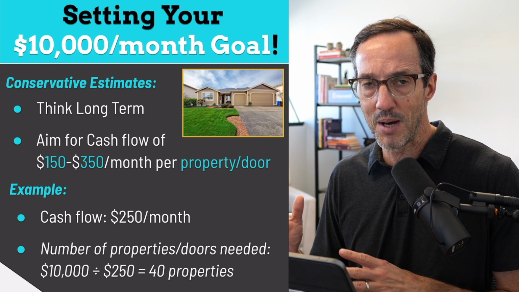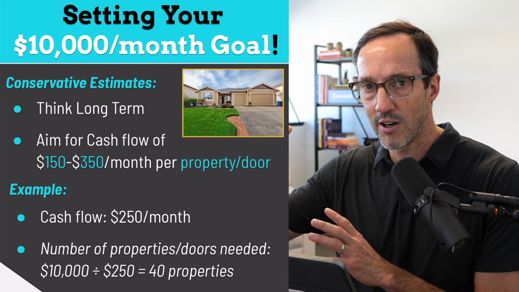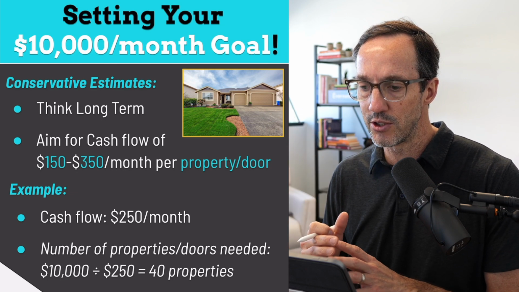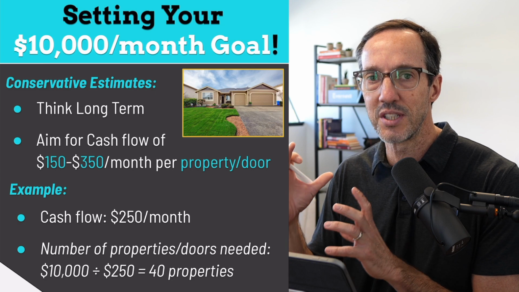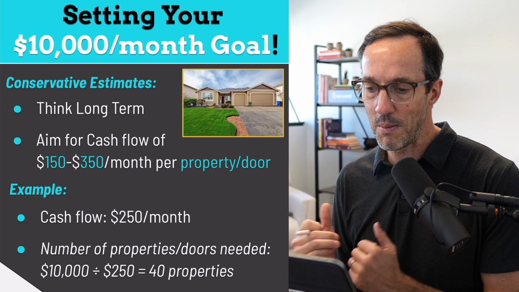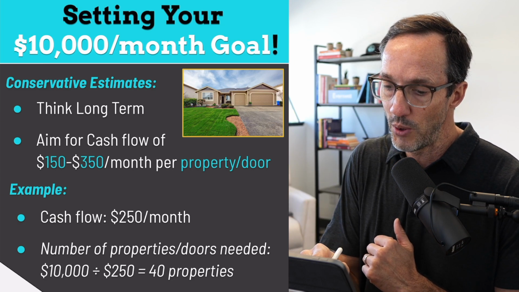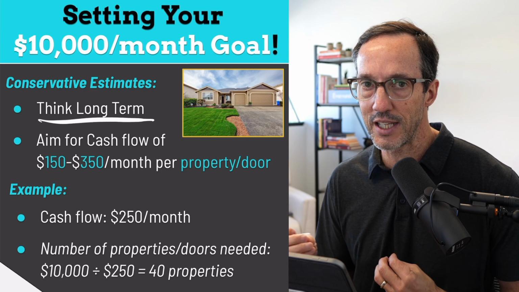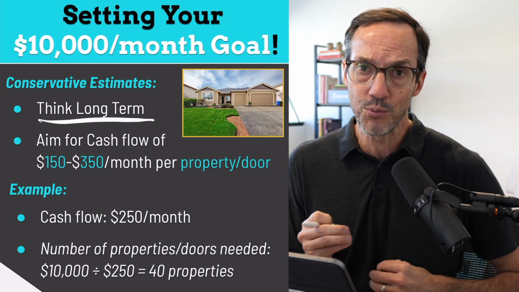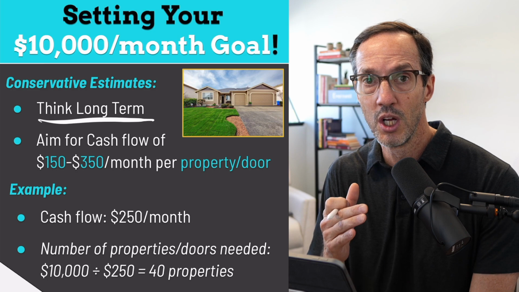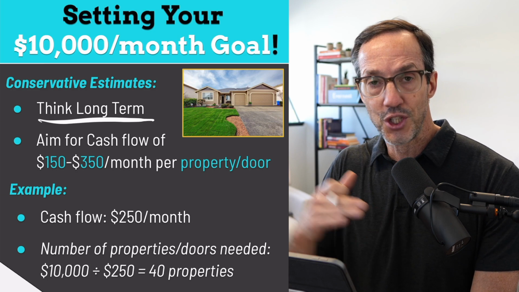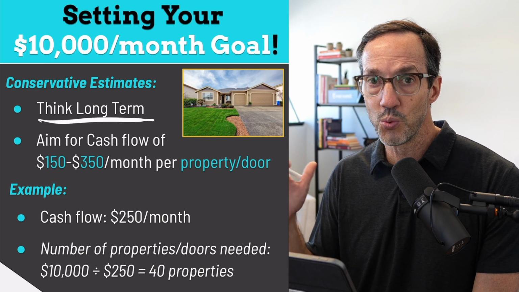We run the EOS model, but it's all about setting targets and then backing your way into it. So if you have a $10,000 a month goal, you need to back into it. But you have to be thinking long term. This is not going to happen overnight. I have really seen investors get in trouble trying to jump to $10,000 a month right off the bat.